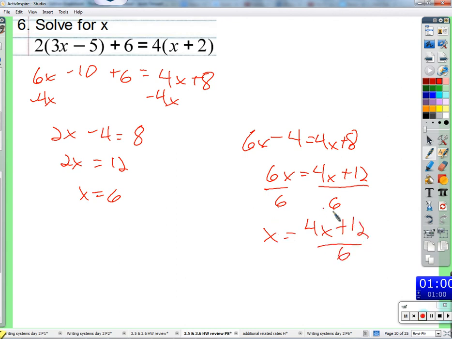To figure out what x is, I would have to plug in x. And that's the whole point. I want to know what x is worth. Okay, this is true, but it's not solved. It's not solved for x. So x is 6.